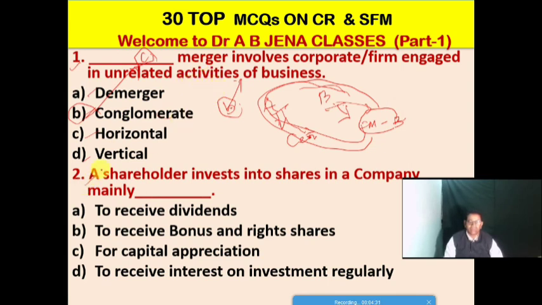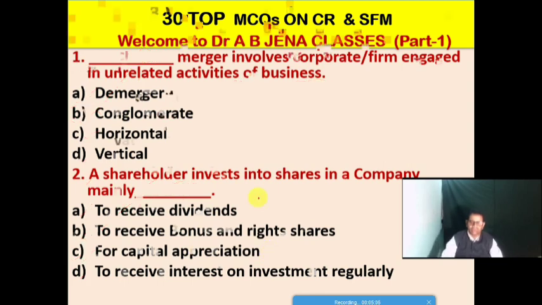Second MCQ: a shareholder invests in shares of a company mainly for which purpose? A, to receive dividend. B, to receive bonus and rights shares. C, for capital appreciation. D, to receive interest on investment regularly. Friends, C is the right option. A shareholder invests in shares of a company mainly for capital appreciation.